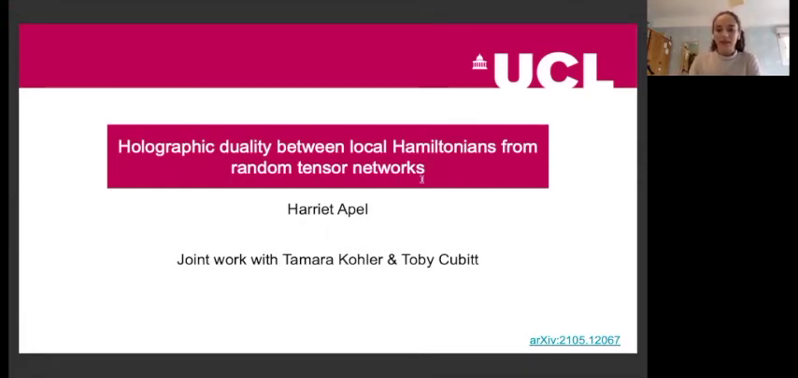I'm going to now talk about this follow-up work from what Tamara has just spoken about. Again, talking about holographic duality between local Hamiltonians, but this time from random tensor networks. And again, this is joint work with Tamara and Toby that we did for my master's and into the first year of my PhD.